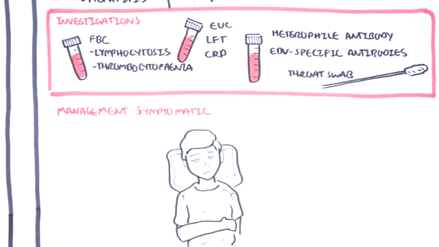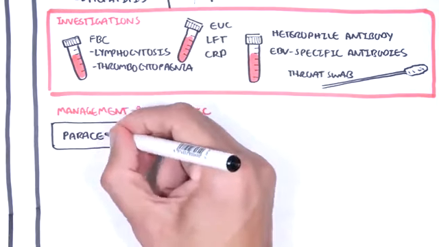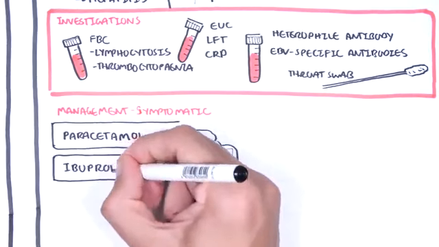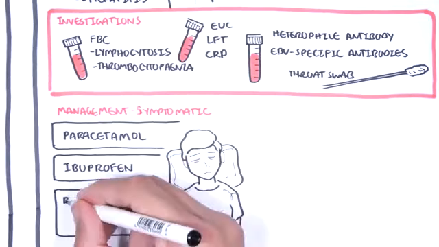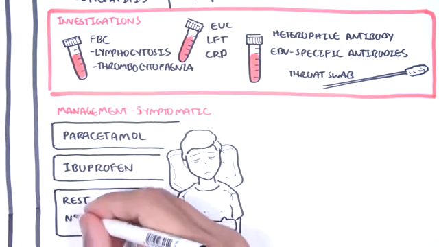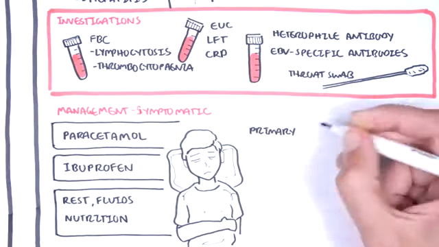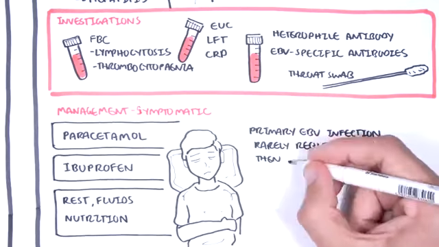Treatment for symptomatic Epstein-Barr virus infections, which is infectious mononucleosis, is usually conservative and includes pain and temperature management using ibuprofen and paracetamol. Important to tell patients to have rest, enough fluids, and nutrition. Primary Epstein-Barr virus infections rarely require more than supportive treatment.